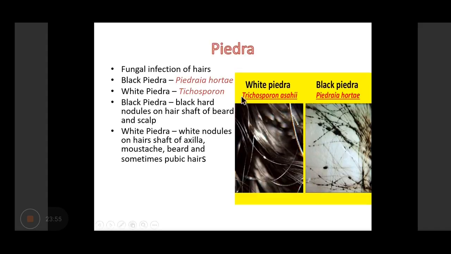Then piedra is a superficial fungal infection of hair. We have white piedra and black piedra. White piedra is caused by Trichosporon asahii, and black piedra is caused by Piedraia hortae. In these, nodules are formed. Why are the names white and black given? In black piedra, black nodules are formed, attached to the hair shaft of the scalp or beard, as you must have seen in some individuals. In white piedra, white nodules are attached. That is why the names white piedra and black piedra are given.